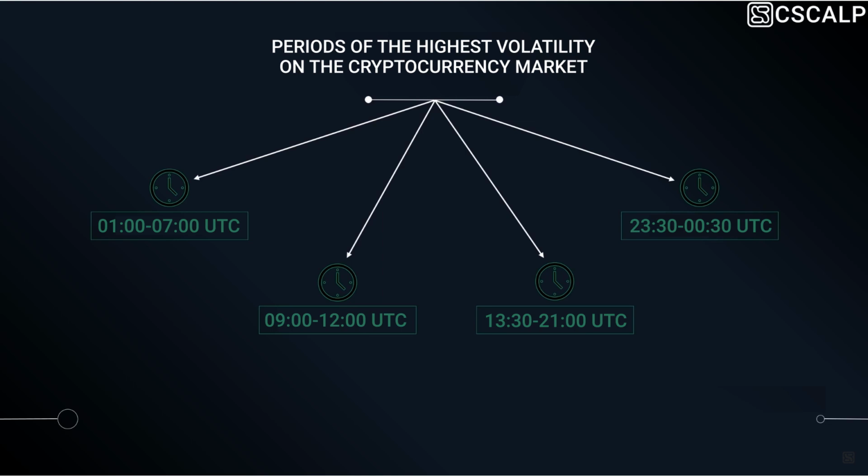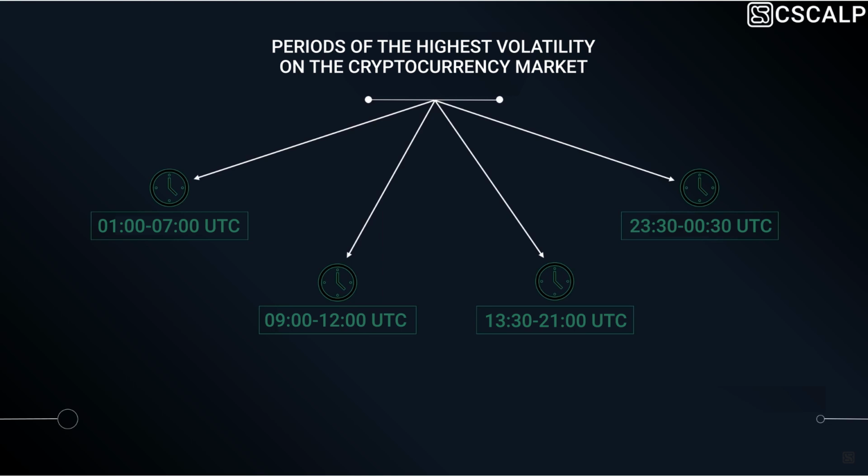So first, this is the first period. As you noticed, we cannot tell the exact time when there will be volatility breakthroughs and a lot of different participants. We can just highlight periods of time. And the first one is from 4 a.m. to 10 a.m. Moscow time. This is the opening and closing of the Asian trading session.